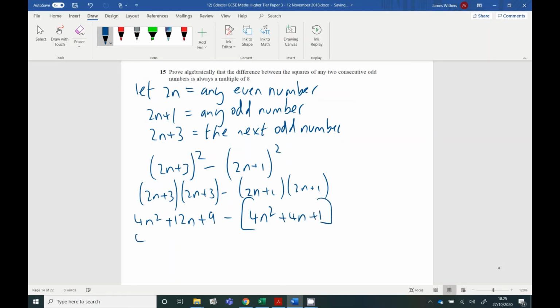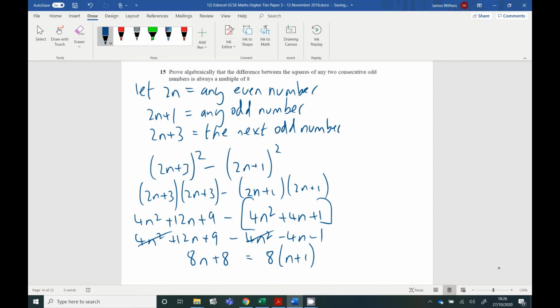Now be very careful how you apply this minus. We're minusing 4n squared, minusing 4n, and minusing 1. Now those 4n squareds cancel out, and that leaves us with 12n take away 4n, which is 8n, and 9 take away 1, which is 8. Now we've been asked to show that this is always a multiple of 8. So if we just factorise this and take out the 8, we can see that by definition this is always going to be a multiple of 8.